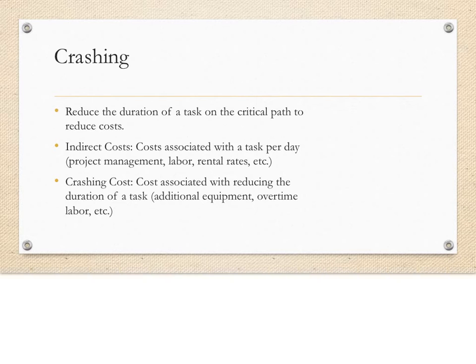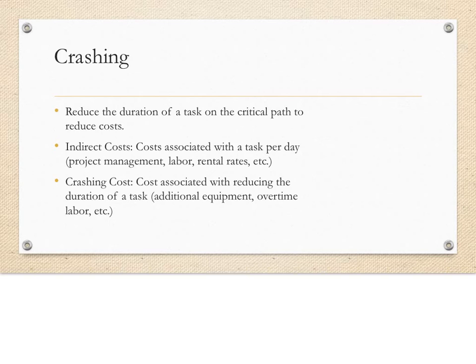The second tool we're going to look at is crashing, and it is a relatively simple method of analyzing if it is beneficial from a cost perspective to reduce or crash the duration of a task. The first thing you look at are what are called the indirect costs, which are the costs associated with the normal daily operation of a task. For example, the daily rate of laborers, equipment rental, project management, and things of that nature. These are costs that you will be saving by reducing the duration of the task.